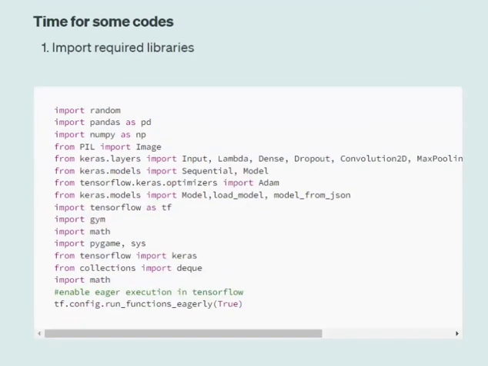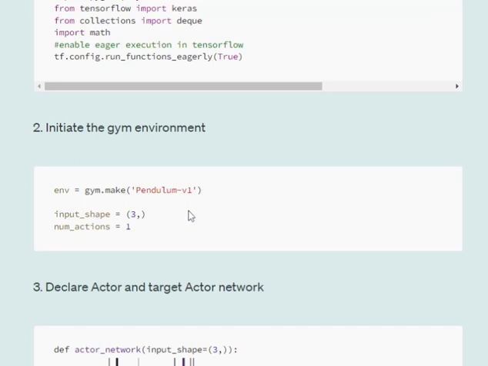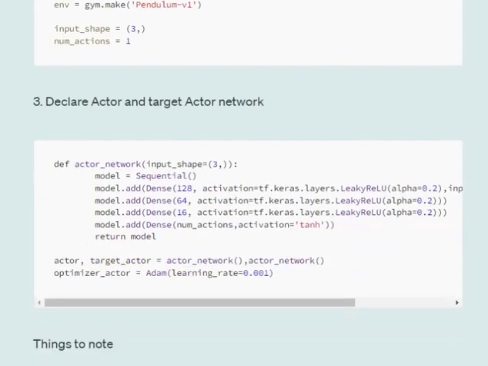So now we will move on to the code. The first code snippet is nothing but importing all the important libraries. Second is initializing the Pendulum-v1 environment and considering the num actions and input shape. Num actions equals 1 because we will be taking just one continuous value between -2 to 2. Next, declaring the actor and target actor network. Here you will understand how the target network is different from the actor. The architecture remains the same. Here you can see that we're using the same function to initialize both actor and target actor. It would be just during the updates that the two networks will differ.